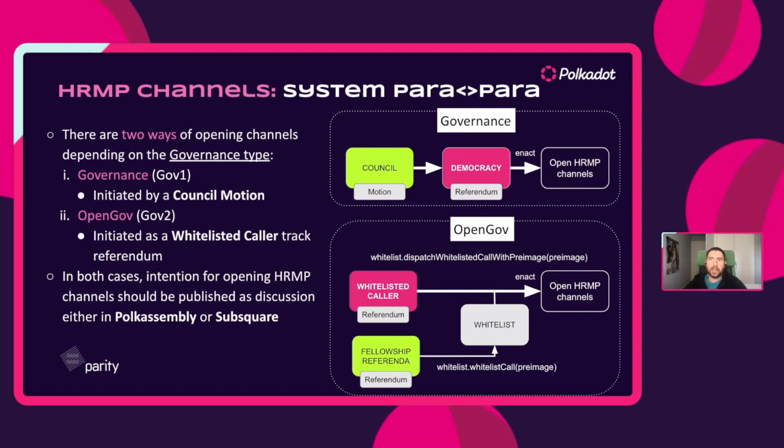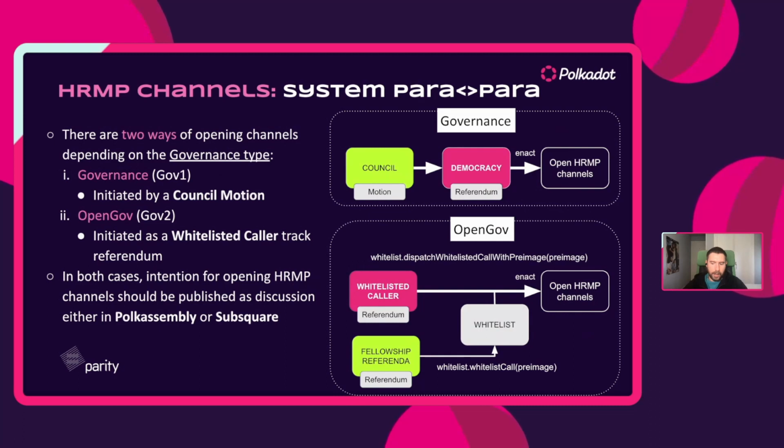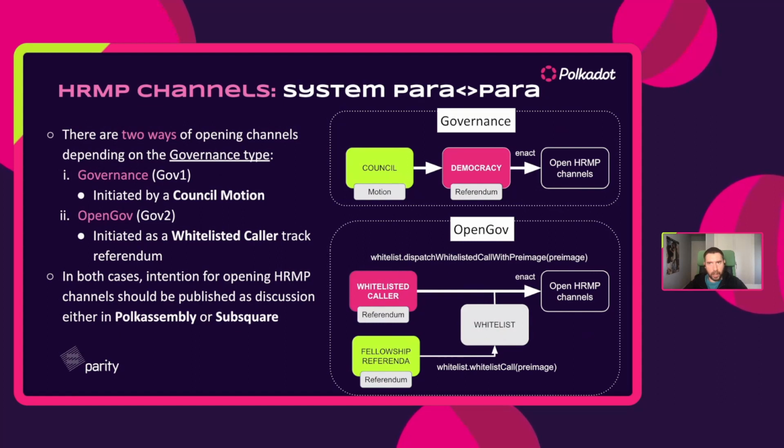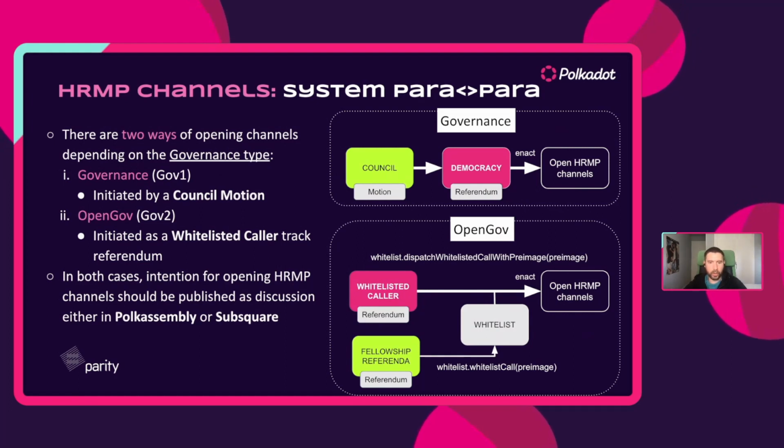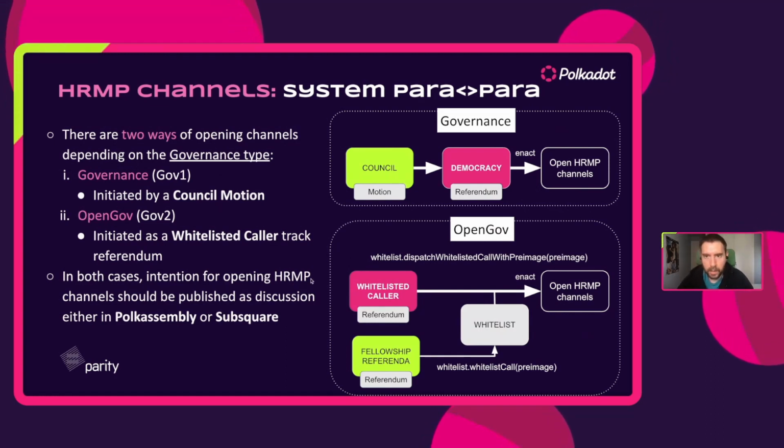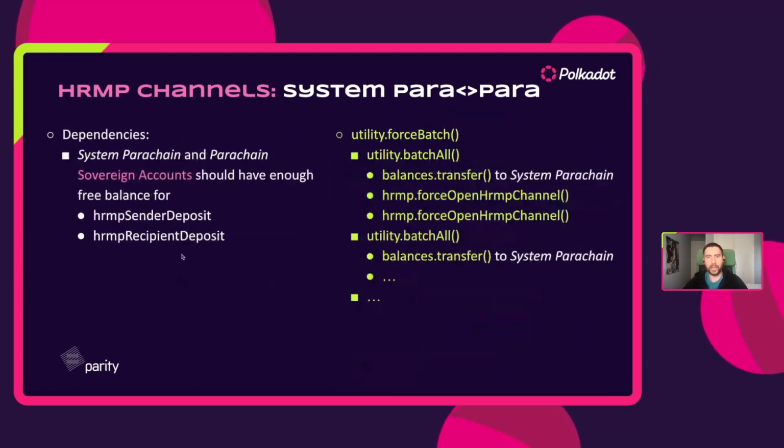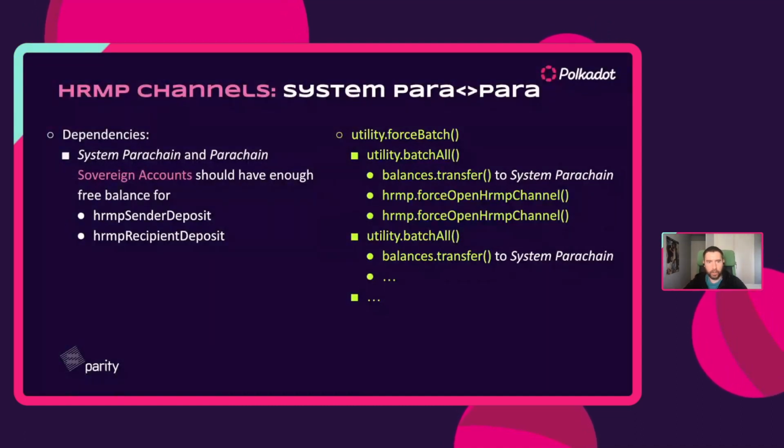In both cases, since it has to go through governance in the relay chain, it is good practice for participants or parachains that want to open channels to open a discussion either in Polkassembly or Subsquare, to tell the community their intention to open a channel with a system parachain. Let's take a closer look at how the system to parachain message looks like, the one that will go through governance.